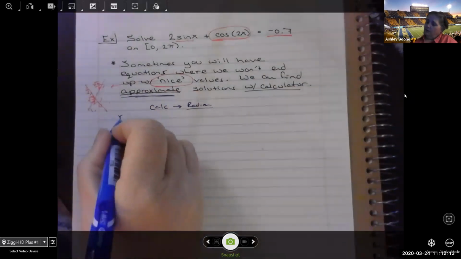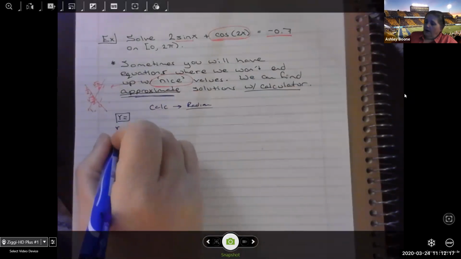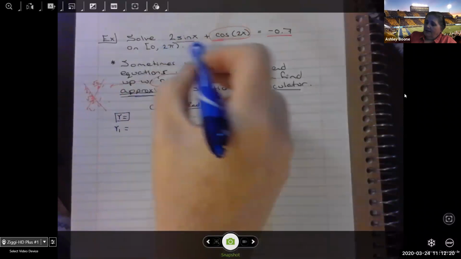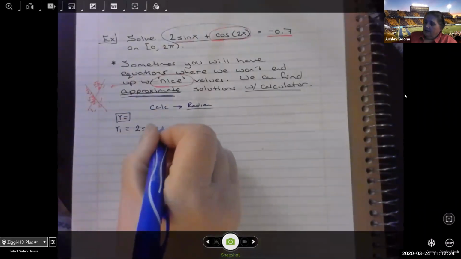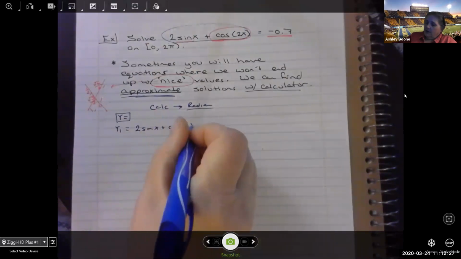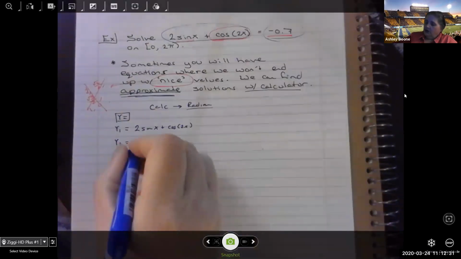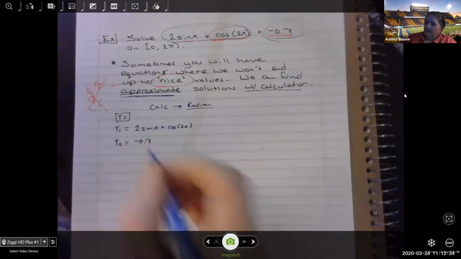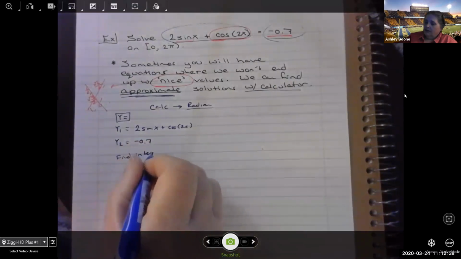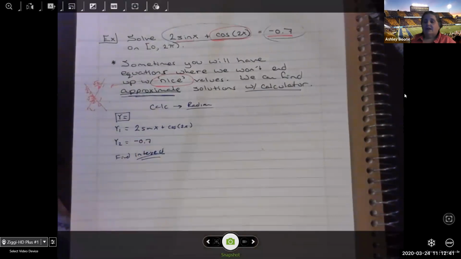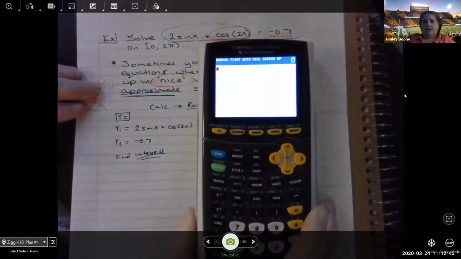I'm going to go through my steps. I'm going to go to the y equals button in the upper left, and beside my y1, I'm going to type in the left side of the expression: 2 sine of x plus cosine of 2x. Beside y2, I'm going to type in the right side of the equation, negative 0.7, and I want to find where these two intersect, find the intersection of the values. So let me mimic that here.